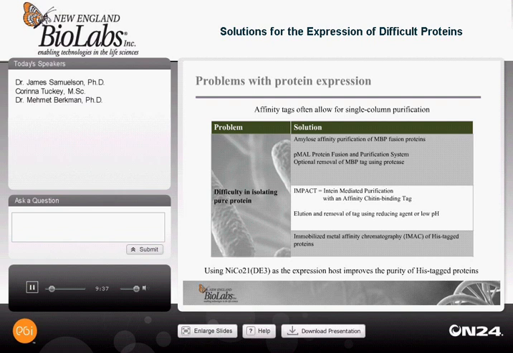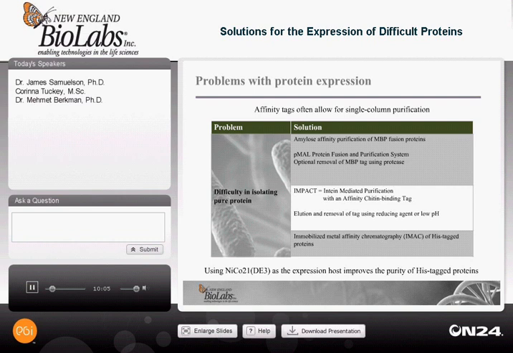The next tool is the IMPACT system. In this system, the target protein is fused to an intein and to a chitin binding tag. The fusion is bound to chitin, and the target protein is eluted by intein-mediated cleavage, and the tag and intein stay behind on the column. Therefore, proteases are not necessary to liberate the target protein when using the IMPACT system.